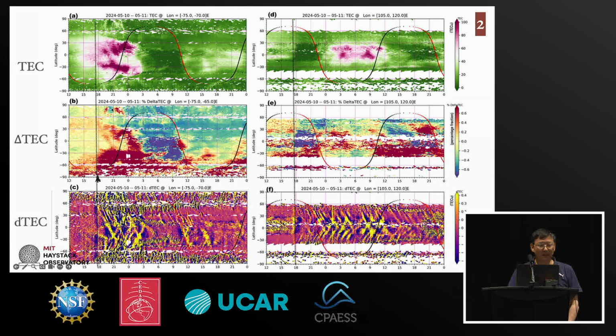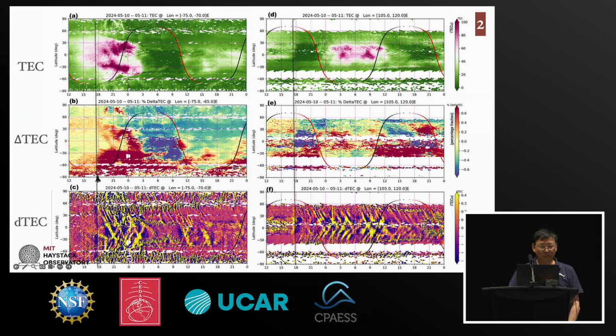And then this blue region, I believe this is associated with the O/N2 ratio impact that I will talk about later. And then the patch comes back 1 or 2 hours later. So this happened in the northern hemisphere. The bottom panel is the differential TEC, and that's the fluctuation component on top of the background neutral densities.